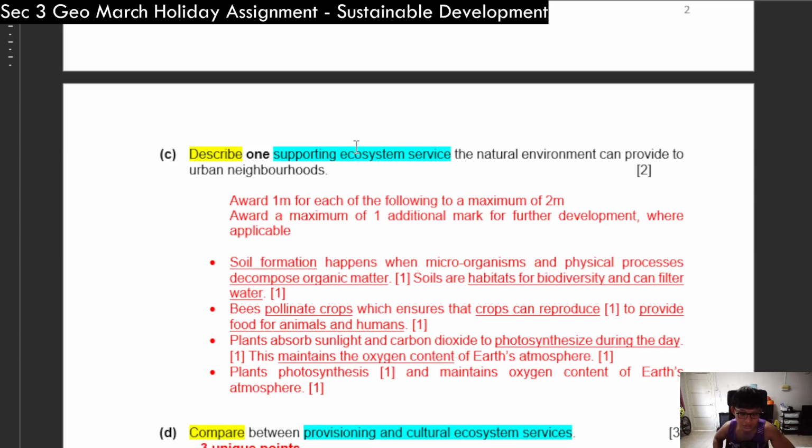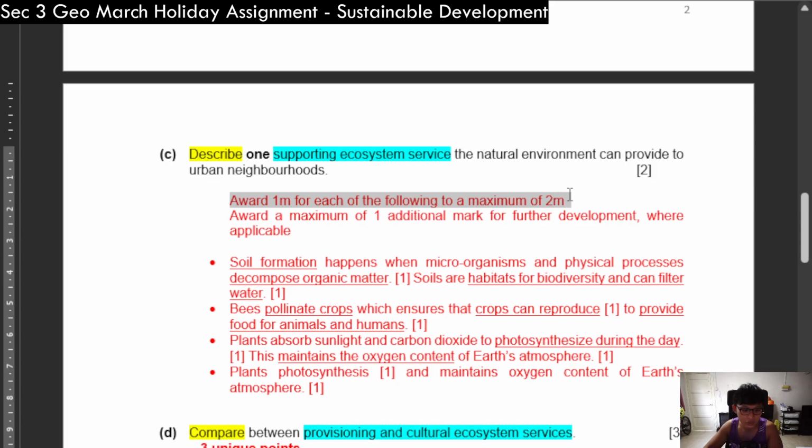Because there is this supporting ecosystem service over here. Sorry, this is a 2-mark question, so award 1 mark for each of the following points up to a maximum of 2 marks. So there's soil formation. Soil formation happens when microorganisms and physical processes decompose organic matter. Then the soil provides habitats for biodiversity and can also filter the water.